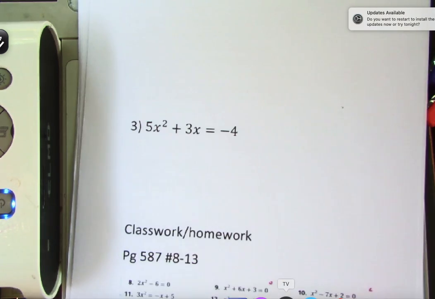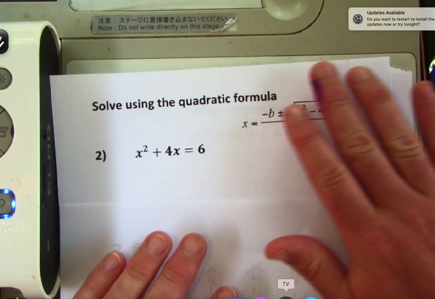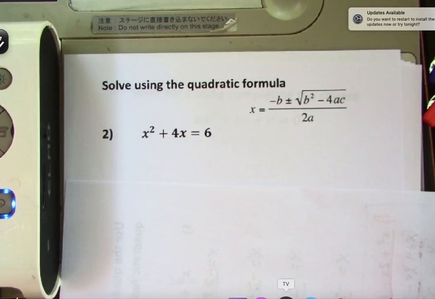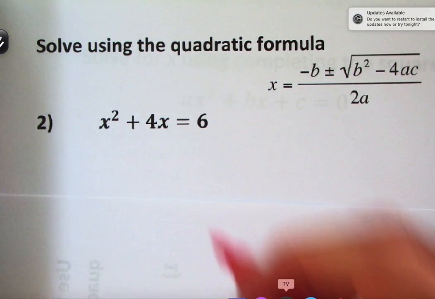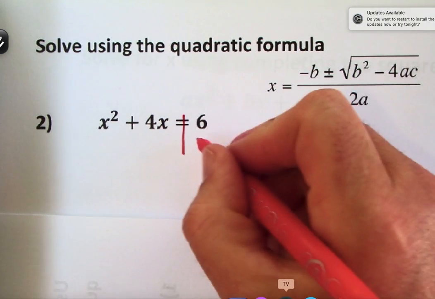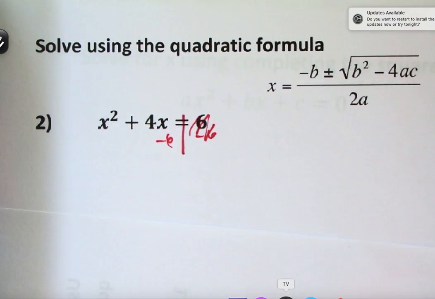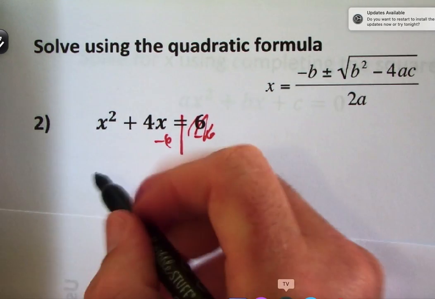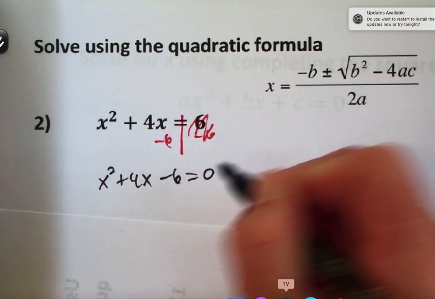But in reality, factoring doesn't always work. So here's the second problem. Write this one down. Pause me if you want. To use the quadratic formula, we need to make sure it equals 0. So we're going to take 6 away from both sides. And we get x squared plus 4x minus 6 equals 0.